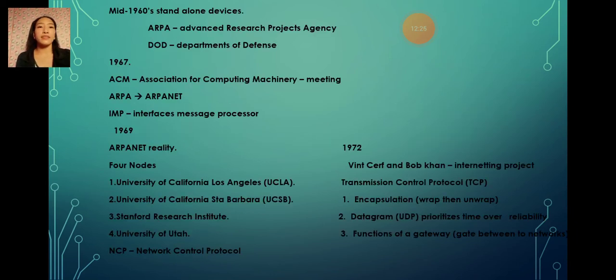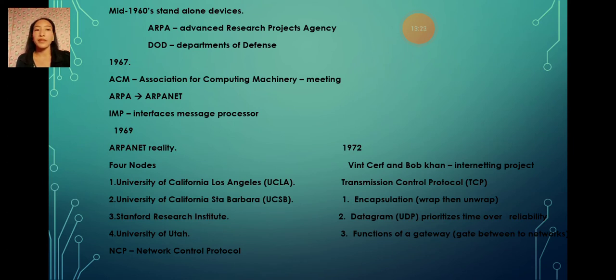Next, in the mid-1960s, stand-alone devices, ARPA, Advanced Research Projects Agency, DoD, Department of Defense. In 1967 was the ACM, Association for Computing Machinery meeting, and the ARPANET. IMP, Interface Message Processor. In 1969, ARPANET became a reality with four nodes: University of California, Los Angeles, University of California, Santa Barbara, Stanford Research Institute, University of Utah, and NCP, Network Control Protocol.